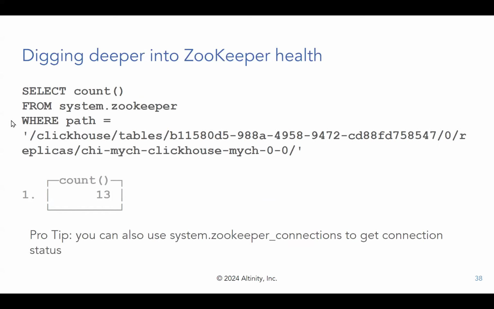If you need to dig more deeply into Zookeeper because you think maybe the metadata is screwed up, you can get the Zookeeper path where the replica metadata is stored from the system.replicas table. You can take that path, select for it in system.zookeeper, and you can actually see the contents of the nodes. I just did a count here, but you can see the detailed metadata if you're interested.